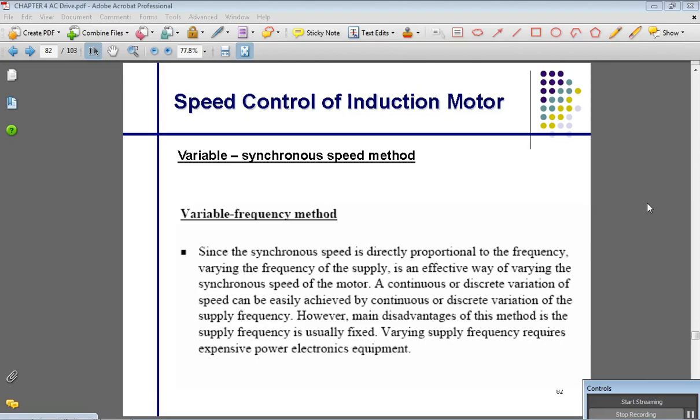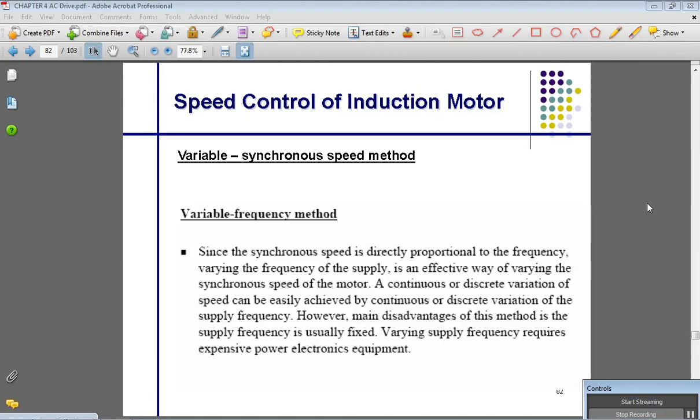So in this slide, they explain the whole concept of the variable frequency method. Since the synchronous speed is directly proportional to the frequency, varying the frequency of the supply is an effective way of varying the synchronous speed of the motor. So again, the higher the frequency, the higher the speed. A continuous or discrete variation of speed can be easily achieved by continuous or discrete variation of the supply frequency. This means that whatever speed of induction motor we desire, we can achieve by changing to the specified frequency.